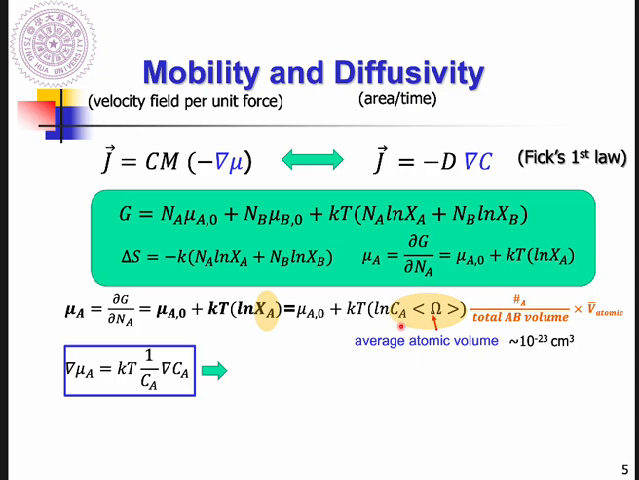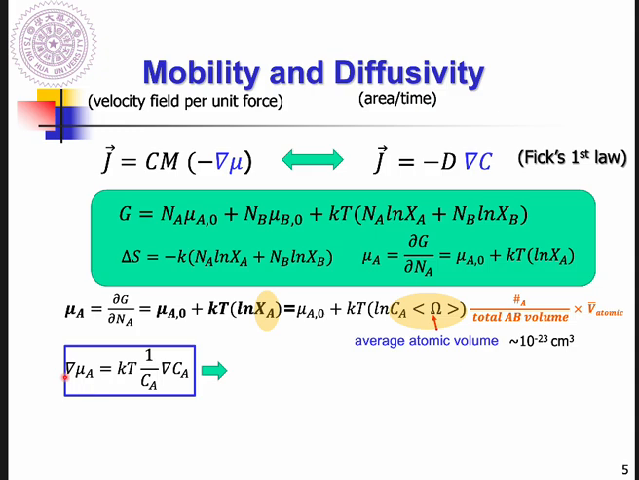So the only term I have is this term. I have kT log CA and take the gradient of it. So I have kT times the reciprocal of CA times the gradient of CA. So this is the result. This result is quite important, so label it with five stars, because we always use this relationship in the following derivations.